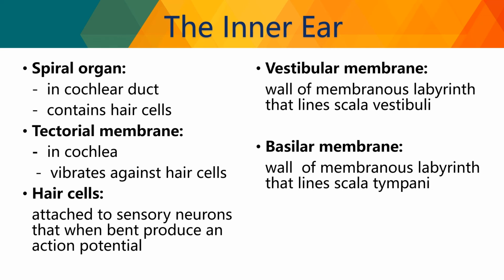So you also will see there the spiral organ in the cochlear duct. It contains the hair cells and the tectorial membrane that vibrates against the hair cells, and the hair cells are attached to the sensory neurons that, when bent, produce an action potential. So the vestibular membrane is the wall of the membranous labyrinth that lines the scala vestibuli. And then the basilar membrane is the wall of the membranous labyrinth that lines the scala tympani.